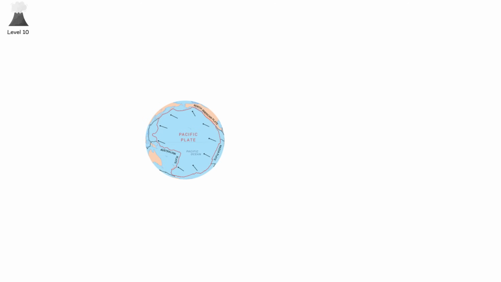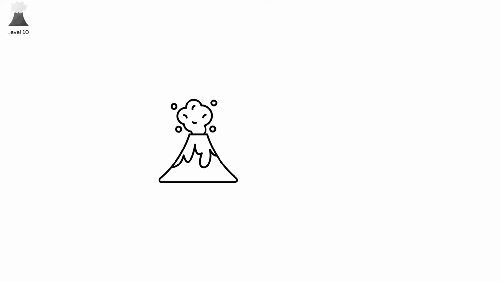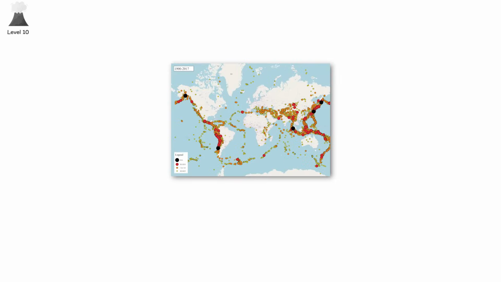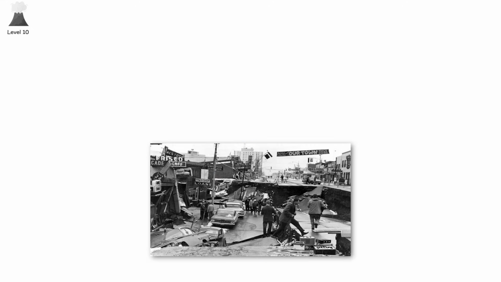Level 10. Along Russia's eastern edge, the Pacific Plate dives beneath the Okhotsk Plate, forming the Kamchatka-Kuril Trench. Snowy volcanoes rise from the subduction zone, but beneath lies another threat. This zone has a long record of magnitude 8.5 plus earthquakes. The 1952 Kamchatka quake sent tsunamis as far as Chile and New Zealand.